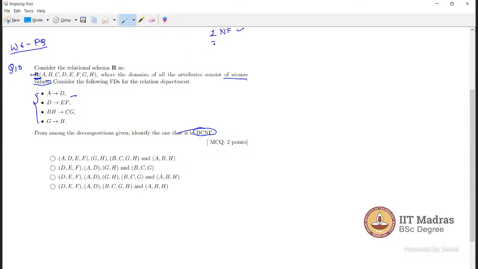Now let us check for 2NF. What is the condition for 2NF? There should not be any partial dependency. Right. And for 1NF, it should be atomic values, right? Then how to check partial dependency? First, we have to find the candidate keys. So what will be the candidate key here?